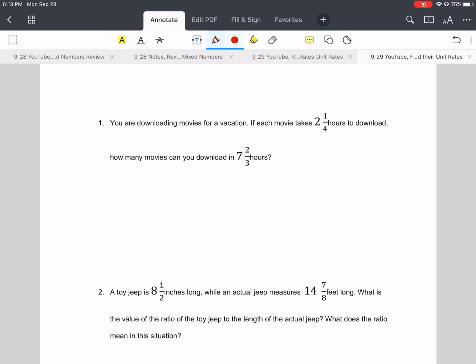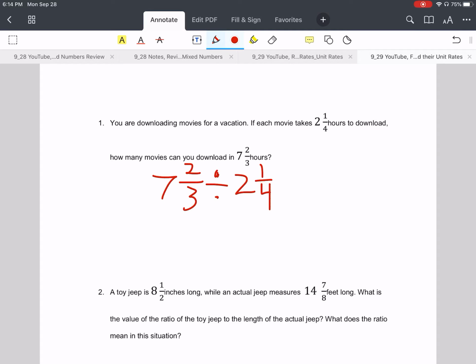Question 1 of our example problems says, you are downloading movies for a vacation. If each movie takes 2 1/4 hours to download, how many movies can you download in 7 2/3 hours? So the key here is we're going to be using division to figure out how many movies can be downloaded in that time. So we're actually going to be doing 7 2/3 hours divided by 2 1/4 hours. So 2 1/4 hours represents the amount of time it takes to download one movie.